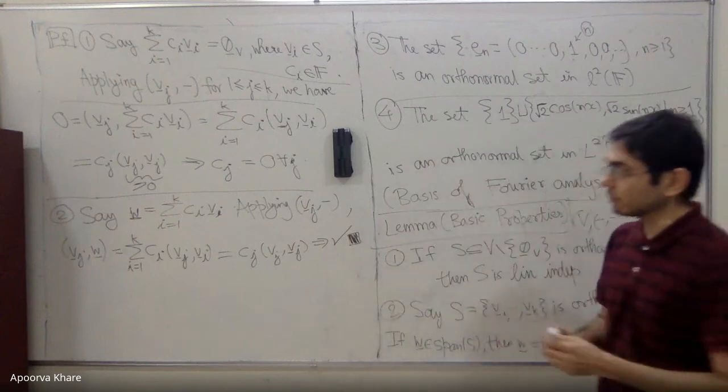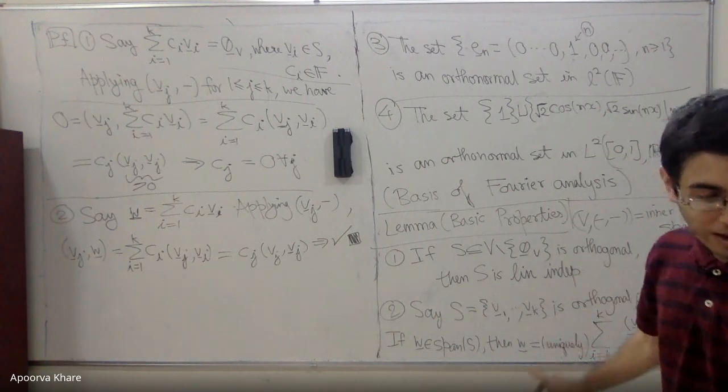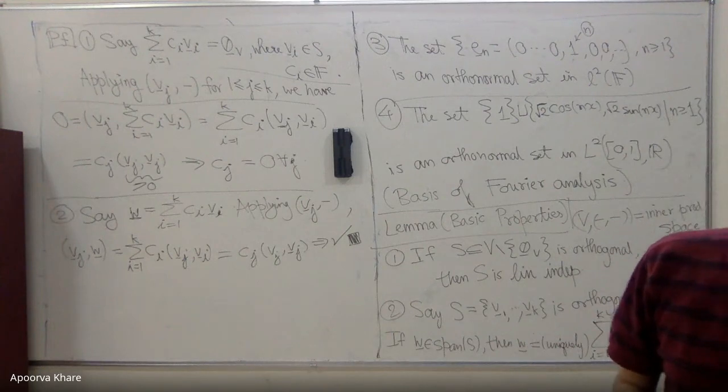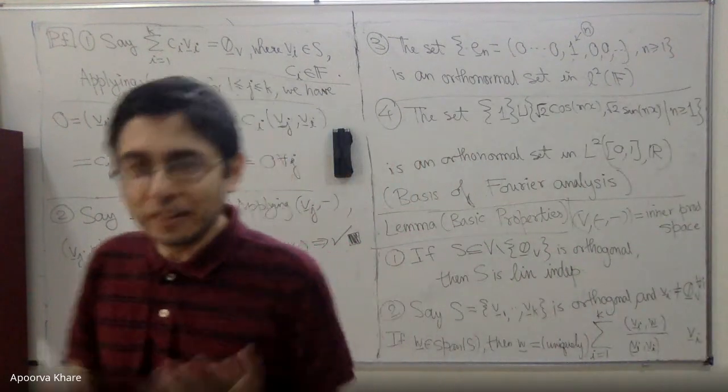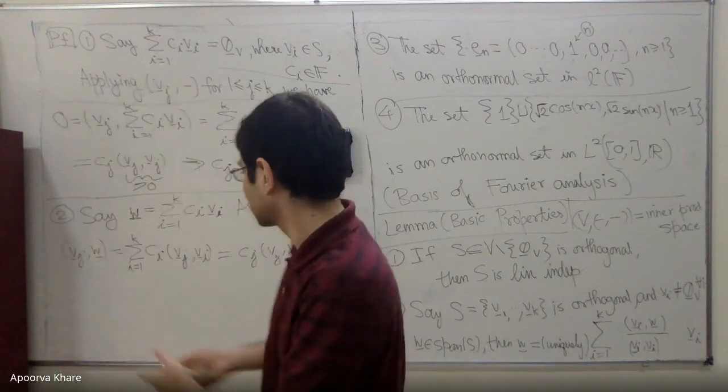Okay, so that's the end of the proof of this level. So you know these exact coefficients. And where do these exact coefficients get applied? They get applied in the Gram-Schmidt orthogonalization process. So that's the next theorem.